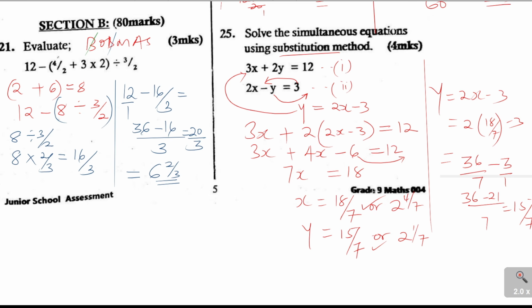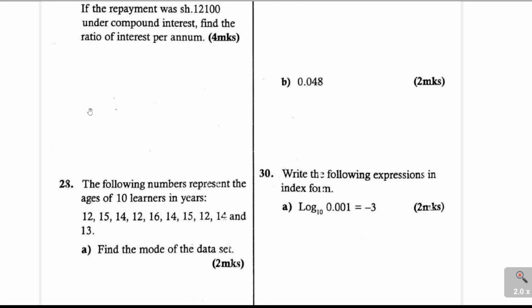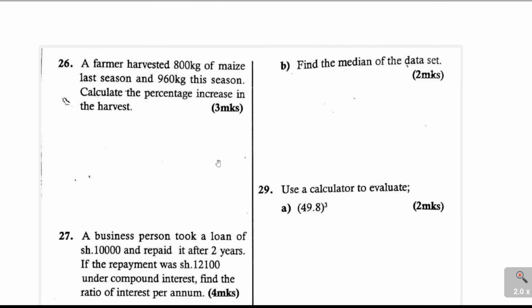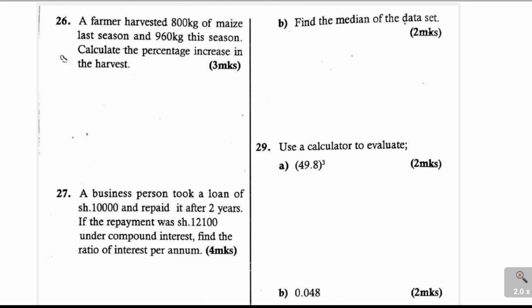We go to the next question, question 26. A farmer harvested 800 kg of maize last season and 960 kg this season. Calculate the percentage increase in the harvest. So to get percentage increase, we get the increase divided by the original multiplied by 100. So the first thing is to get the increase.